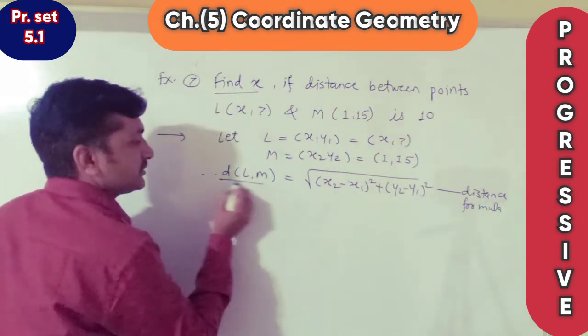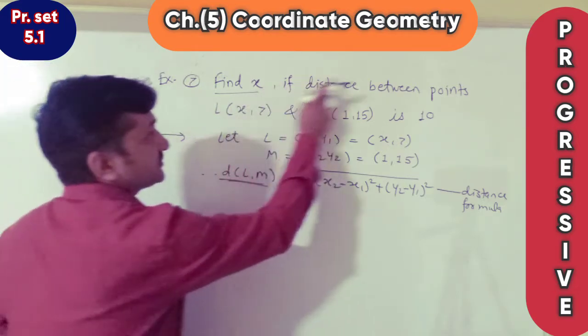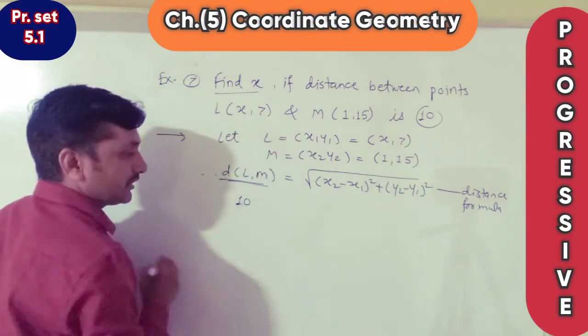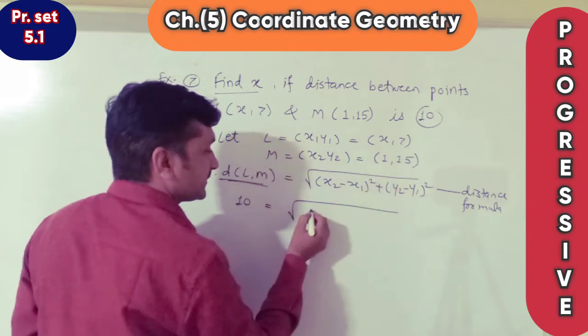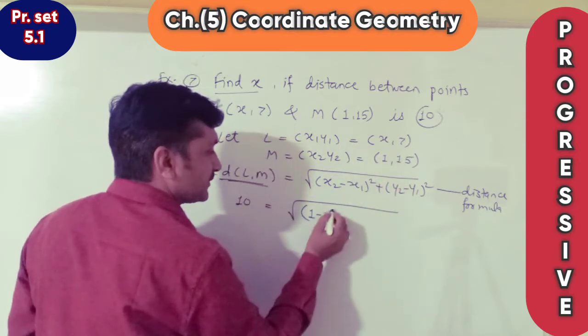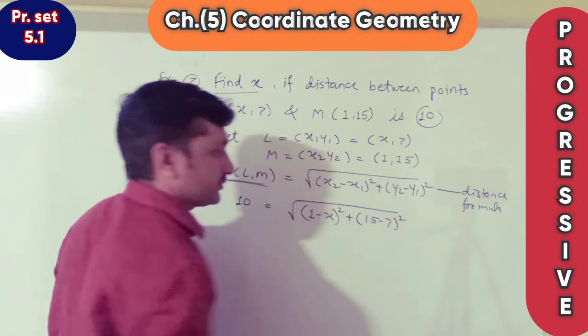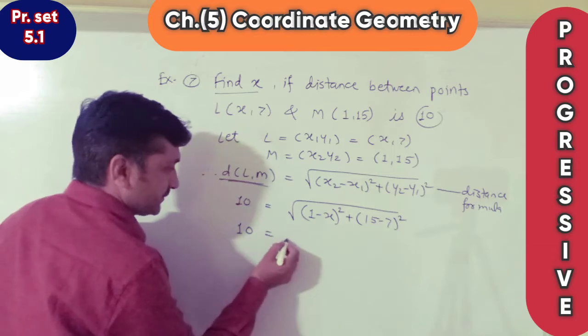Now here you see distance LM. Distance LM is given. What is distance LM? 10. Therefore put here value of distance LM, 10 is equal to square root of (1 - x) bracket square plus (15 - 7) bracket square. 10 is equal, now we have to solve it.